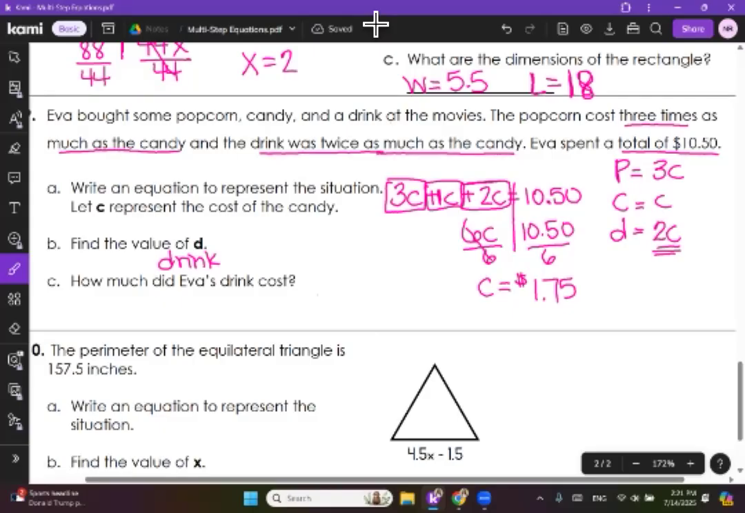Oh no. Said find the value of D. Well, B and C go together, I guess, because it said how much did Ava's drink cost? Well, the drink is 2 times candy. So we're going to find the drink. We're going to take 2 times the amount of the candy, which is 1.75. And that means that the drink cost $3.50.